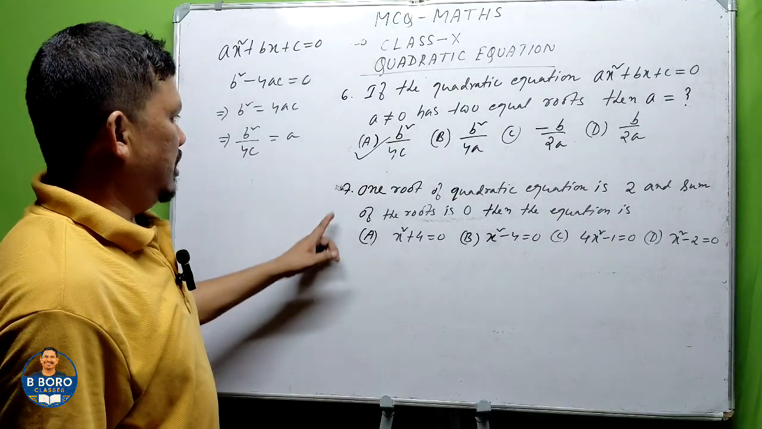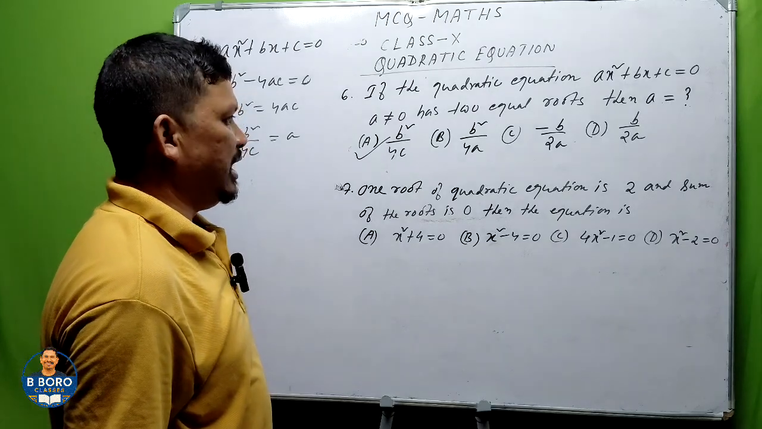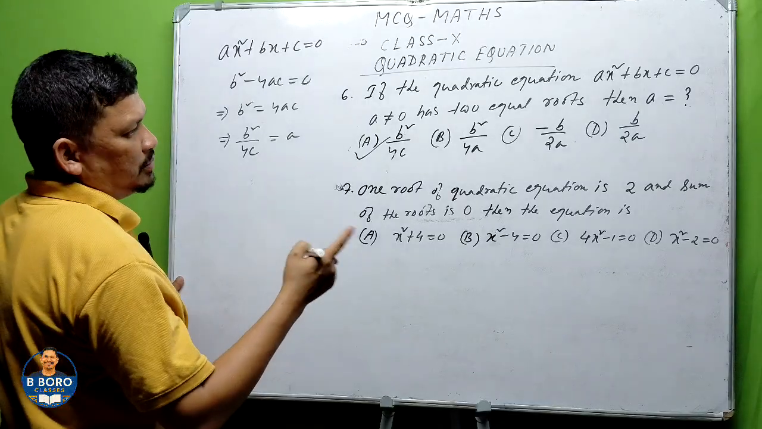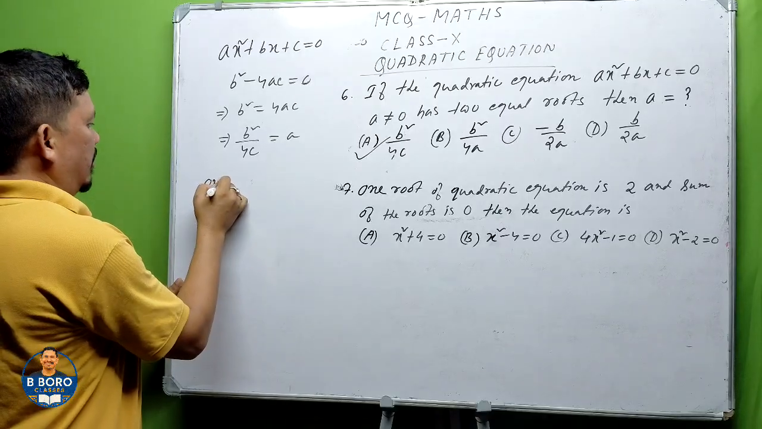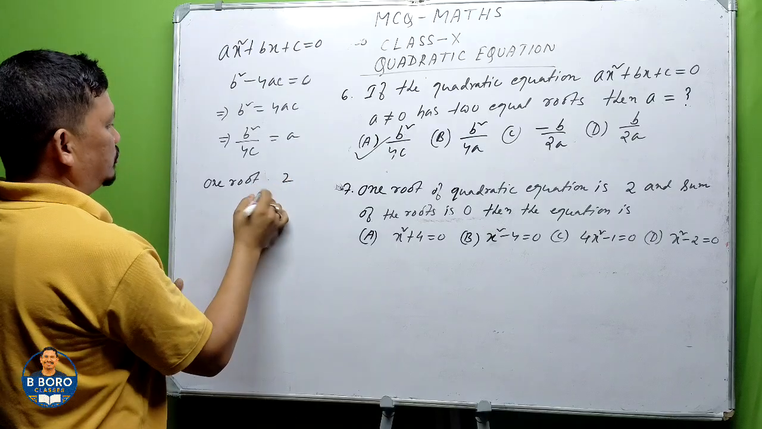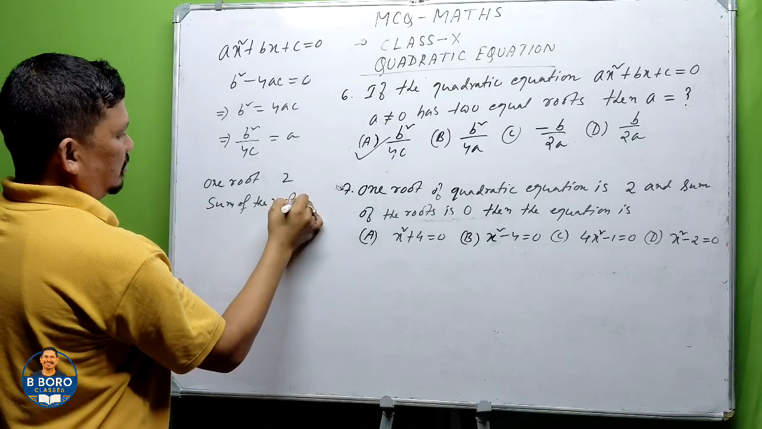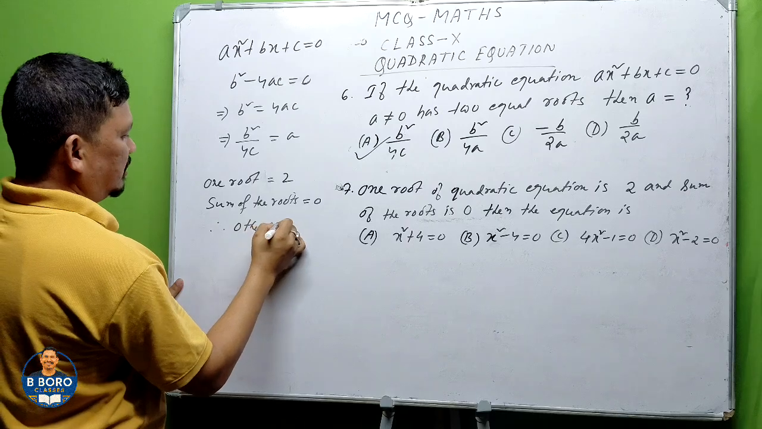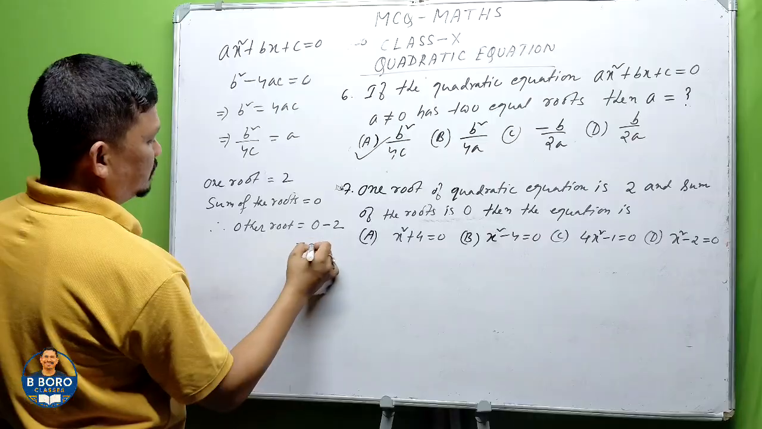So next question, question number 7. One root of the quadratic equation is 2, and the sum of the roots is 0, then the equation is what? If the sum of the roots and any one of the roots is given, how can we find a quadratic equation? One root is given as 2, and the sum of the roots is given as 0. Therefore, the other root equals, subtracting one root from the sum, 0 minus 2 equals minus 2.